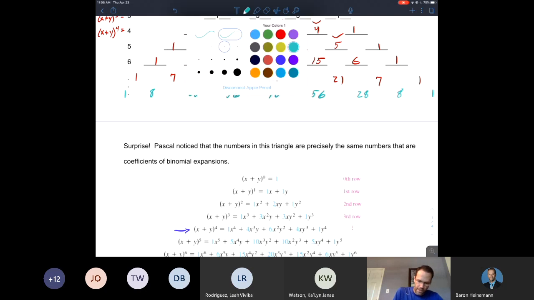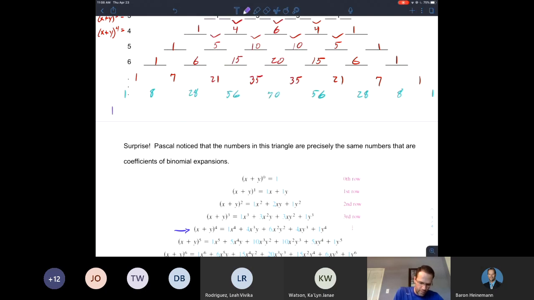All right, and then the 9th row would be 1, 9, 36, 84, and then 126, 126 again, 84, 36, 9, and then a 1 on the end. So this purple row is what we want for the problem we're working in.